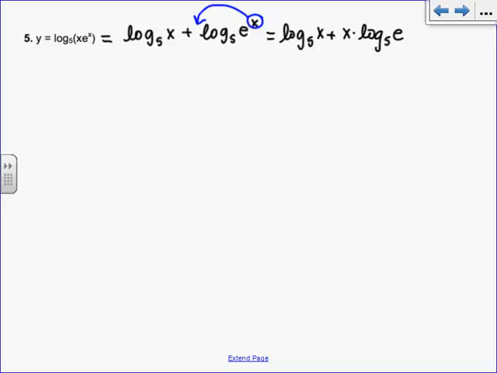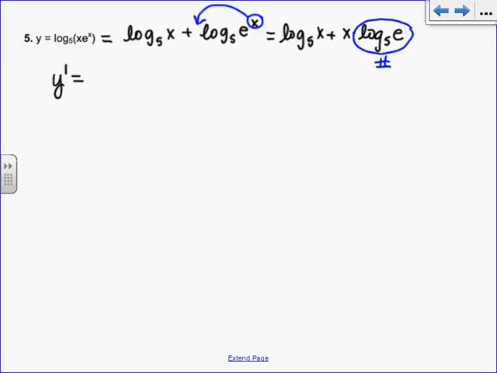So we have that. This log base 5 of e is some number. How do I find the derivative of 7x? 7. How do I find the derivative of x times log base 5 of e? Log base 5 of e, it's just a number times x, right? So its derivative is just the number.